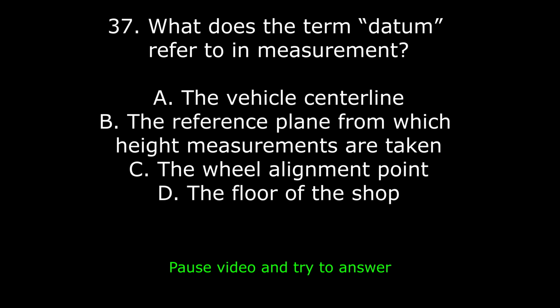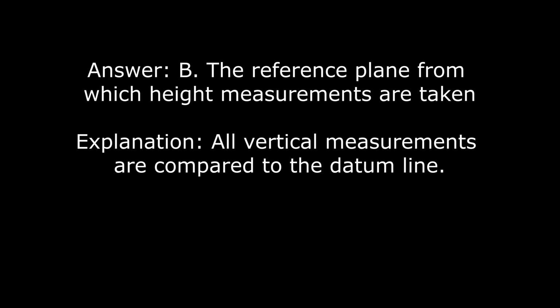37. What does the term datum refer to in measurement? A. The vehicle center line. B. The reference plane from which height measurements are taken. C. The wheel alignment point. D. The floor of the shop. Answer: B. The reference plane from which height measurements are taken. Explanation: all vertical measurements are compared to the datum line.